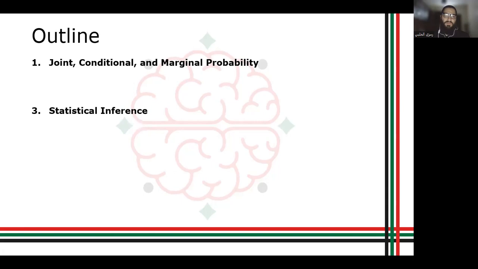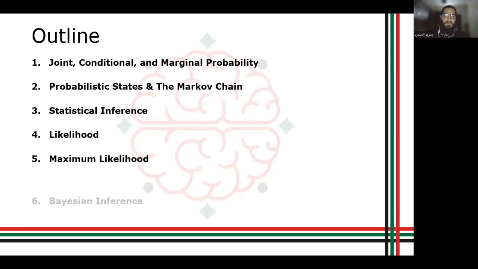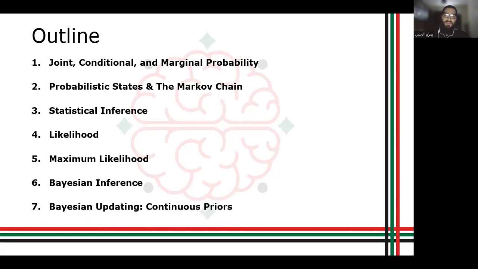Then we have probabilistic states and the Markov chain. Then we have statistical inference, likelihood, so the concept of likelihood, and what's the difference between likelihood and probability, maximum likelihood, Bayesian inference, and finally Bayesian updating continuous priors.